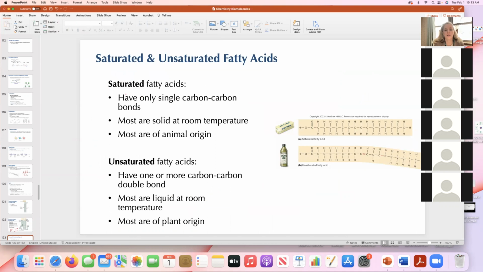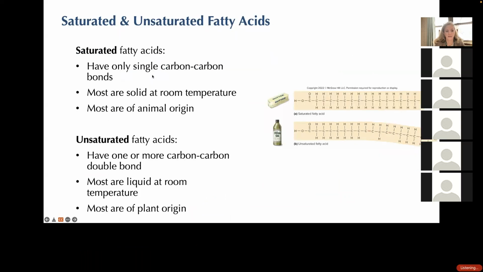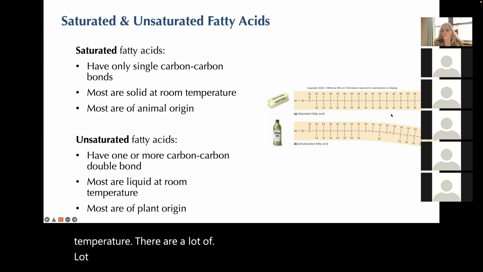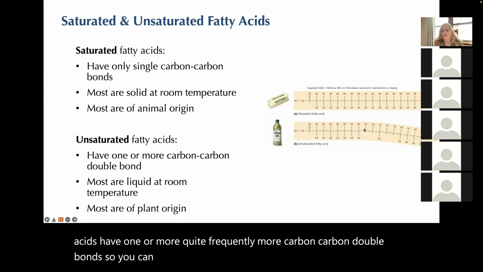All right, so saturated fatty acids tend to have only carbon-carbon single bonds, okay? And they're all saturated, all right? They're solids at room temperature. They are more typically animal products like butter, cream, okay? Unsaturated fatty acids have one or more, quite frequently more, carbon-carbon double bonds. So you can see these here.